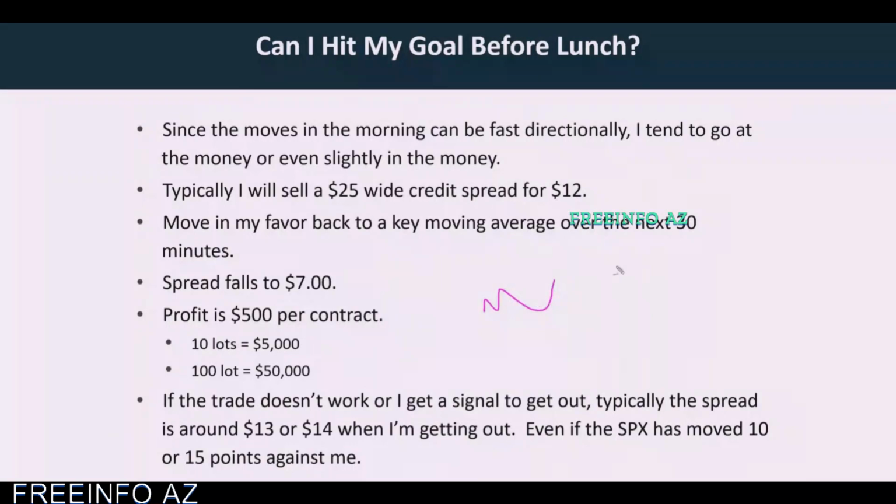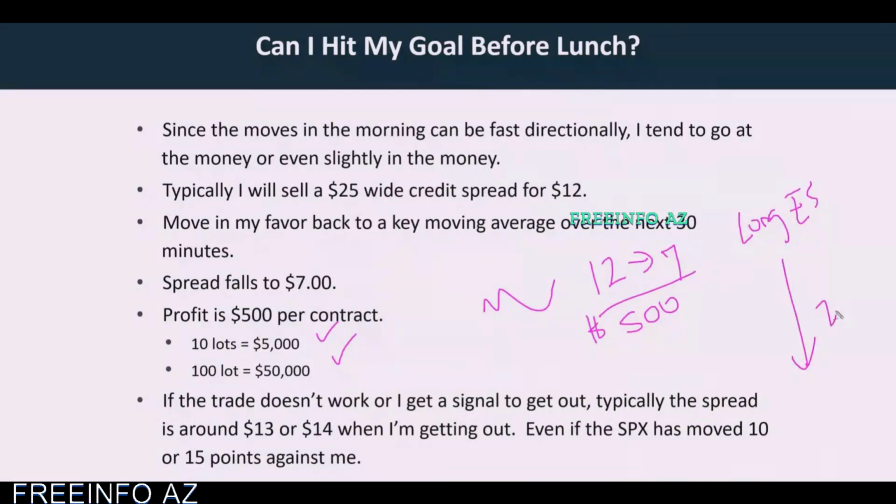All right. So a couple things here. Typically if I'm getting in at 12 and then out at about 7, it's $500 a contract. And if you get 10 lots, that's $5,000, 100 lots, that's $50,000, et cetera, et cetera. So the nice thing here is that let's say you were long the S&P futures. Well, if they drop 20 points against you, most people are going to get stopped out on that. I mean, 20 points, that's $1,000 a contract.